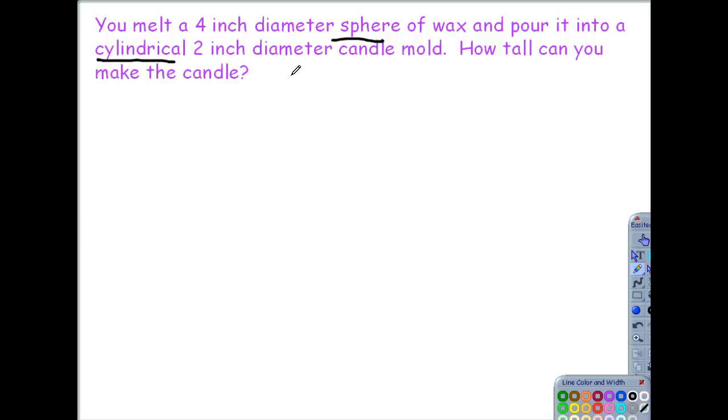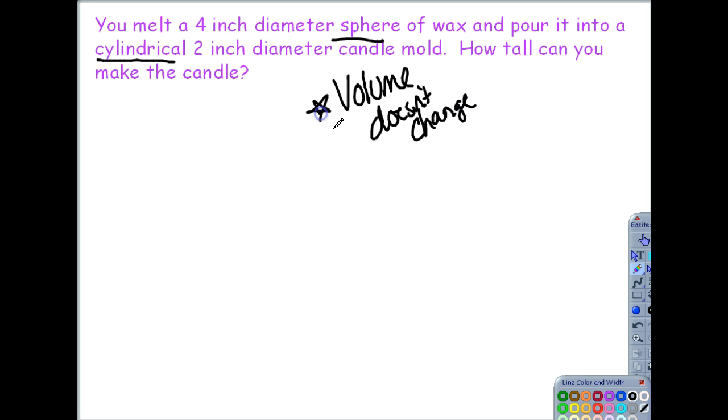Well, I'm thinking like the last one, but I'm also thinking, if I'm melting it and pouring it in there, the shape changes, but the wax isn't changing. Like the volume is staying. The stuff inside doesn't change. So this is kind of like that one a couple slides ago. So the volume doesn't change. So essentially that means the volume of a sphere is going to equal the volume of the cylinder. Right. So let's talk about those two formulas.